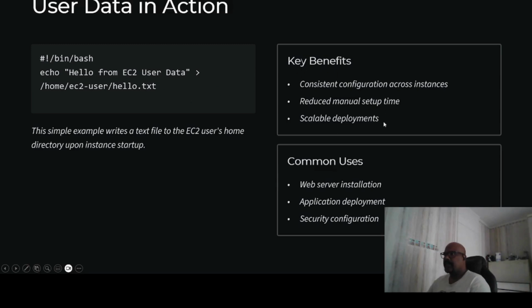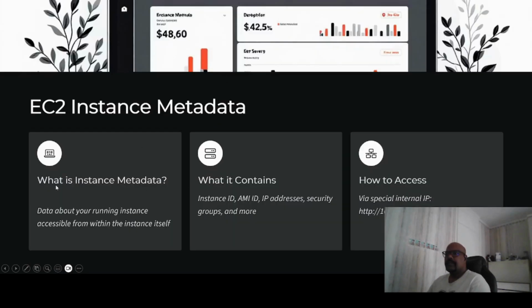What are the key benefits? It mainly reduces the manual setup of the web server, application deployment, and security configurations. Okay, next is metadata. What is metadata? Data about the running instance. For example, if you have launched some AMI images, metadata says what the instance ID, AMI ID, and IP address are, and what security group it belongs to.